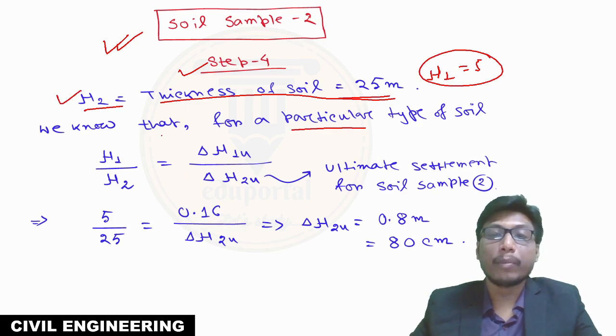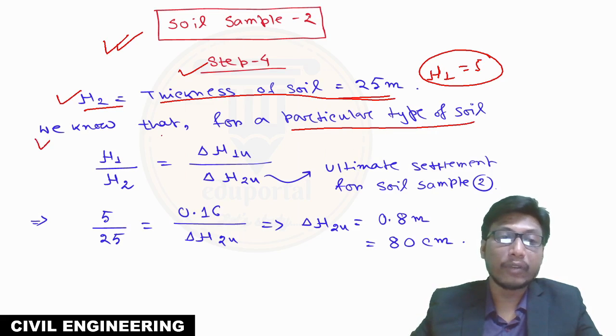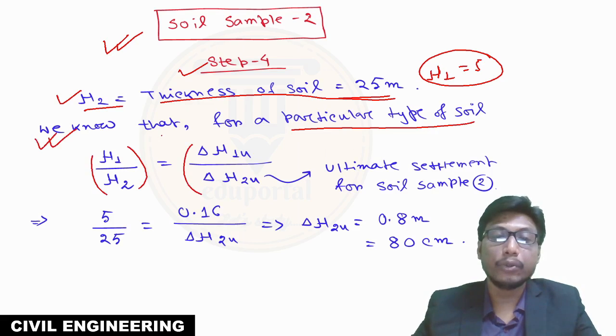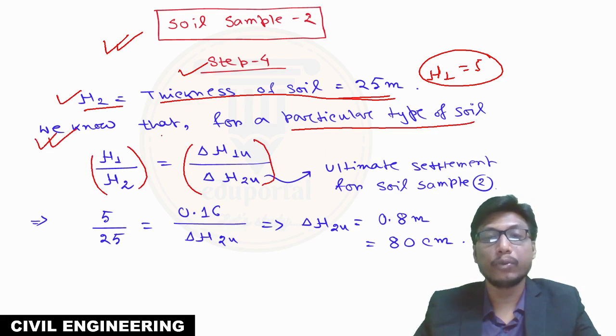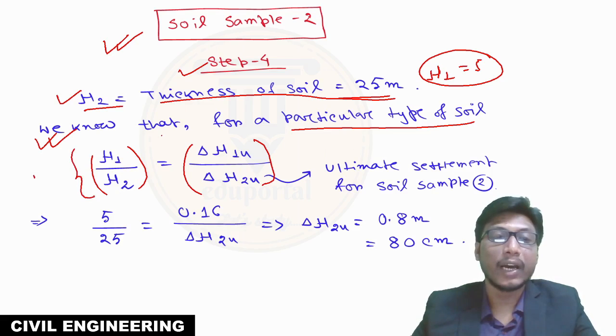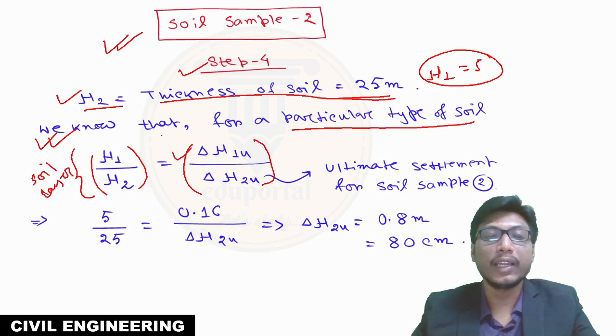We know that for a particular type of soil, so this is very important, for a particular type of soil, H1 by H2 is equal to del H1U by del H2U. That is the ratio for the same type of soil: the ratio of the height of soil layer is equal to the ratio of their ultimate settlement. Okay, the ratio of their ultimate settlement.